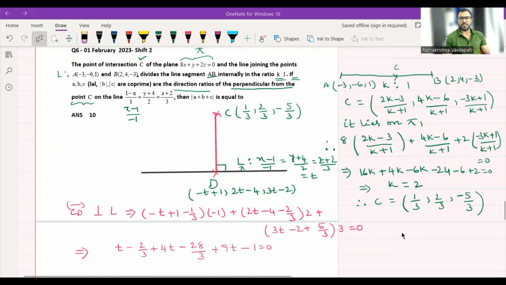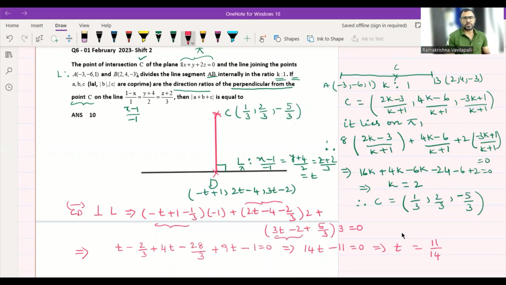After simplification, this implies we get 14t minus 11 equal to 0. So t equal to 11 by 14. Now we need to find out the DRS of line CD. So these are the DRS of line CD.